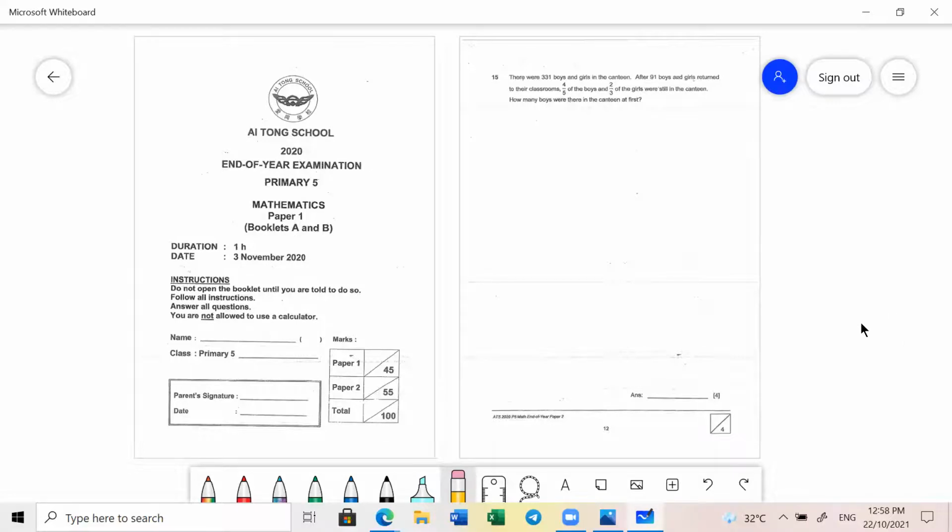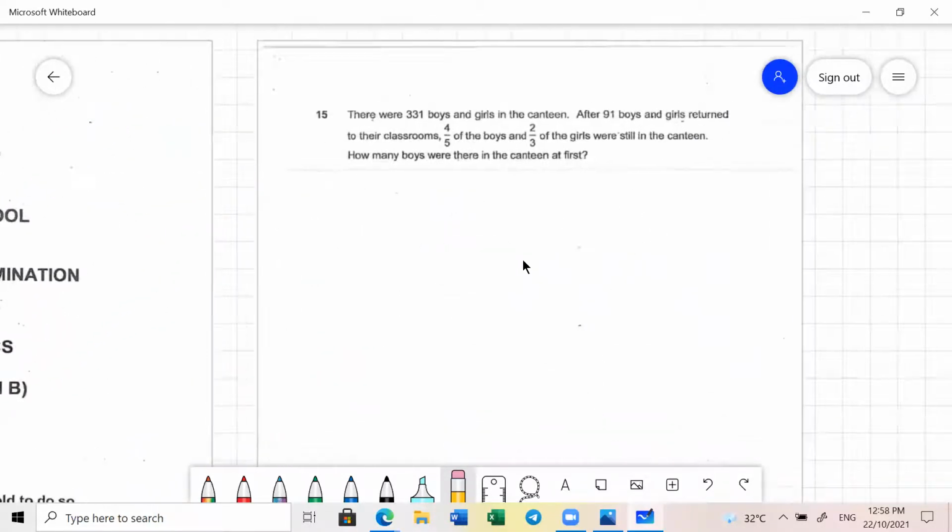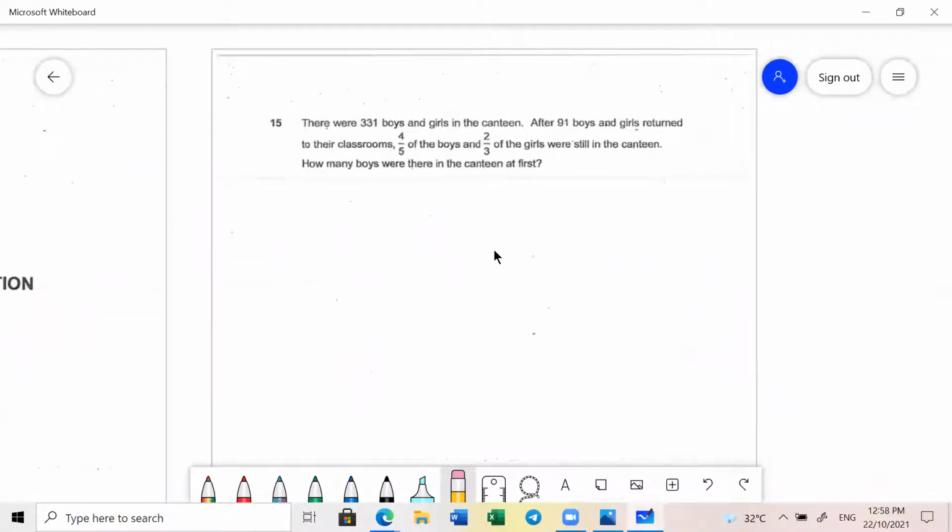Now, let's get started. When we look at this question, all we need to do is break down the sentences. As you can see over here, there were 331 boys and girls in the canteen. So what I'm going to write is boys plus girls equals 331. That's the first thing that I'm going to do.